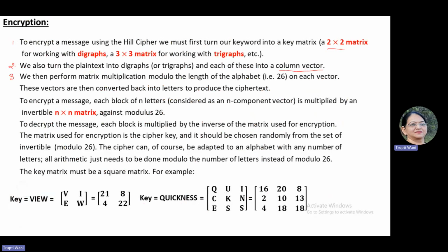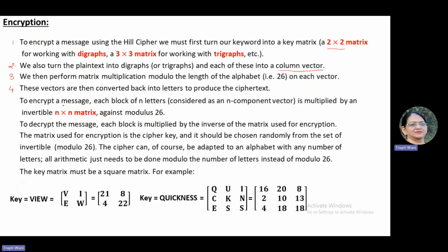Third, we then perform matrix multiplication modulo the length of the alphabet, that is 26. So on each vector we are performing a mod 26 operation. These vectors are then converted back into letters to produce the ciphertext. So these are the 4 steps we have to apply on plain text. That is the process to convert the plain text into the ciphertext.